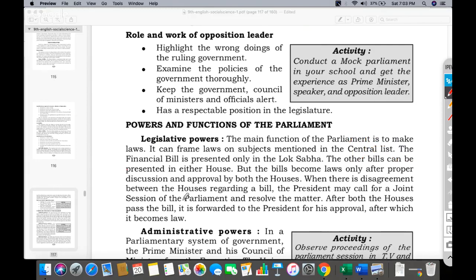When there is a disagreement between the houses regarding a bill, the president may call for a joint session of the parliament and resolve the matter. So there is a timeline. Under that timeline, if the bill is not passed by either house, suppose like now the government does not have a majority in Rajya Sabha, and a bill gets stuck in Rajya Sabha, then what will happen? For that, there is a provision that the president will call a joint meeting of both the houses.